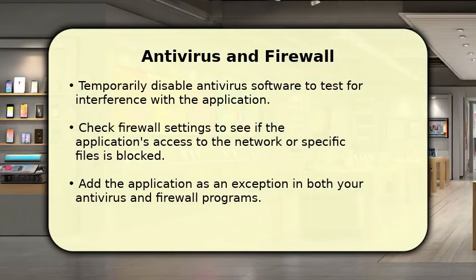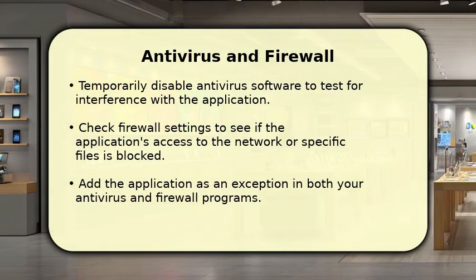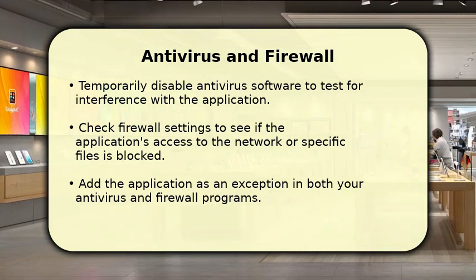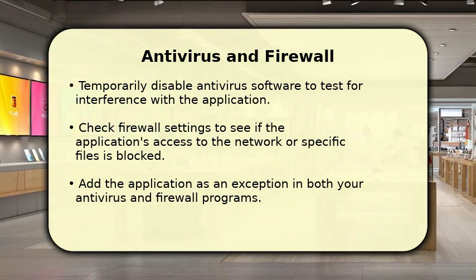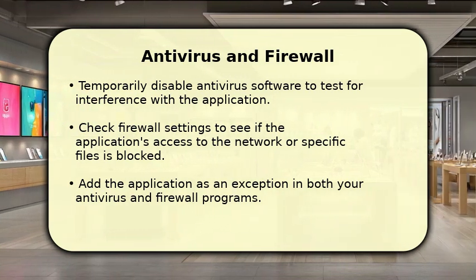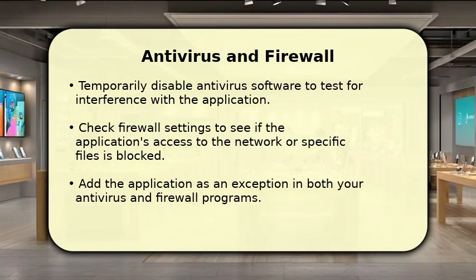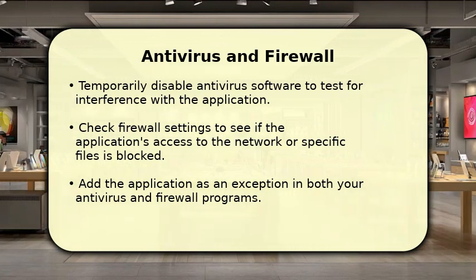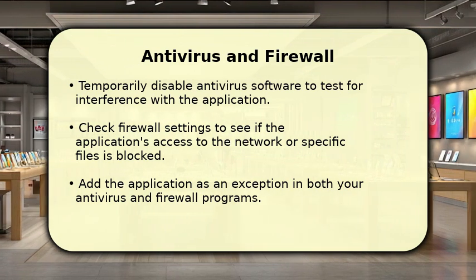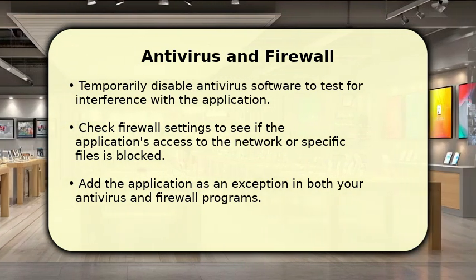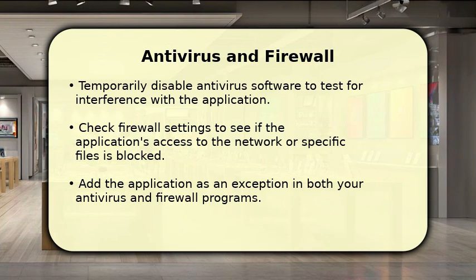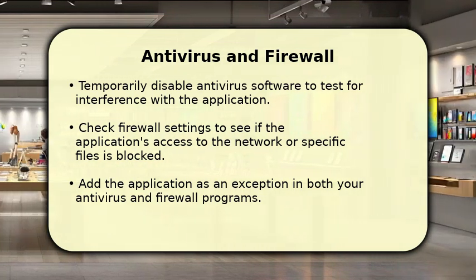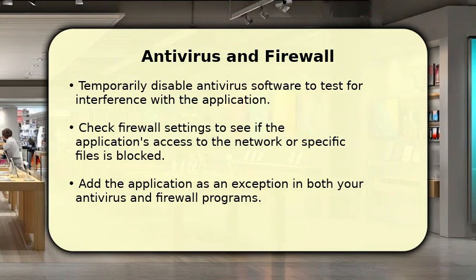Your antivirus or firewall software can sometimes mistakenly block legitimate applications, triggering error code 5. Temporarily disable your antivirus program for a few minutes to see if the error disappears. If it does, you'll need to add the application as an exception in your antivirus settings. Similarly, check your firewall rules to ensure the program isn't being blocked. Adjusting these security settings can often resolve the access issues without compromising your system's overall protection.